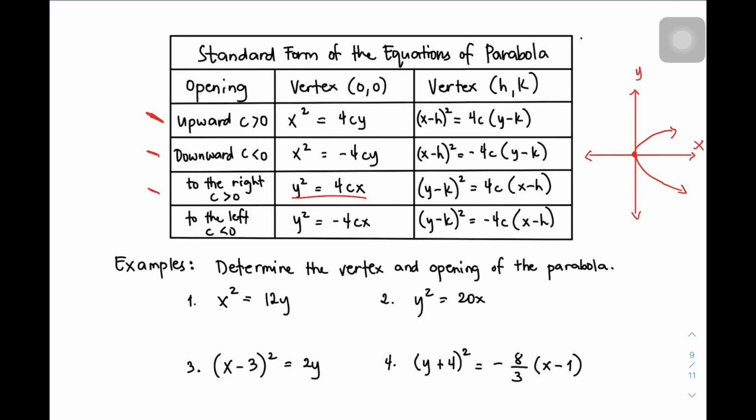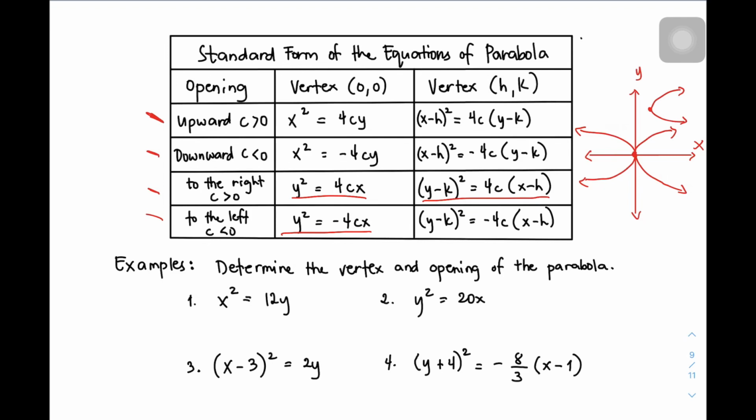And then, sir, what if yung vertex ay wala sa origin or (0, 0), like this one? Pwede naman siyang ganito, yung kanyang parabola. Okay? So, next naman natin. Sir, what if yung opening niya ay to the left at yung kanyang vertex ay nasa (0, 0)? Ito yung kanyang standard form. Ito na yung possible na itsura ng ating parabola.